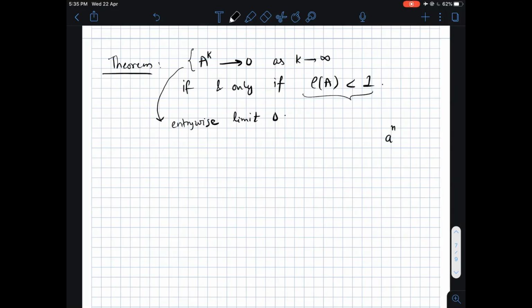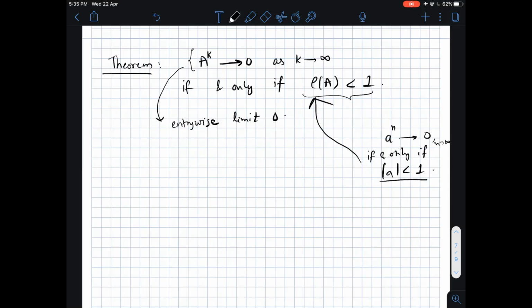Okay, if and only if the largest eigenvalue is less than 1. So this is very similar to the scalar result. A to the n goes to 0 if and only if the absolute value of A is less than 1, right? If A were a scalar, if A to the n has to go to 0 as n goes to infinity, then the absolute value of A has to be less than 1. So this result is in essence very similar to that. A to the k goes to 0 if and only if rho of A is less than 1, right?